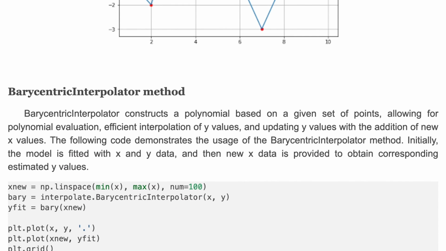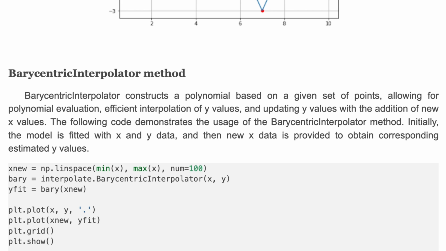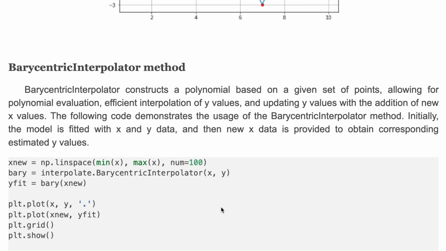Barycentric interpolator constructs a polynomial based on a given set of points, allowing for efficient polynomial evaluation, interpolation of y values, and updating y values with the addition of new x values. Below code shows the usage of the barycentric interpolator method. First, the model is fitted with x and y data, and then new x data is provided to obtain corresponding estimated y values. Here, how to use barycentric interpolator in the class here.